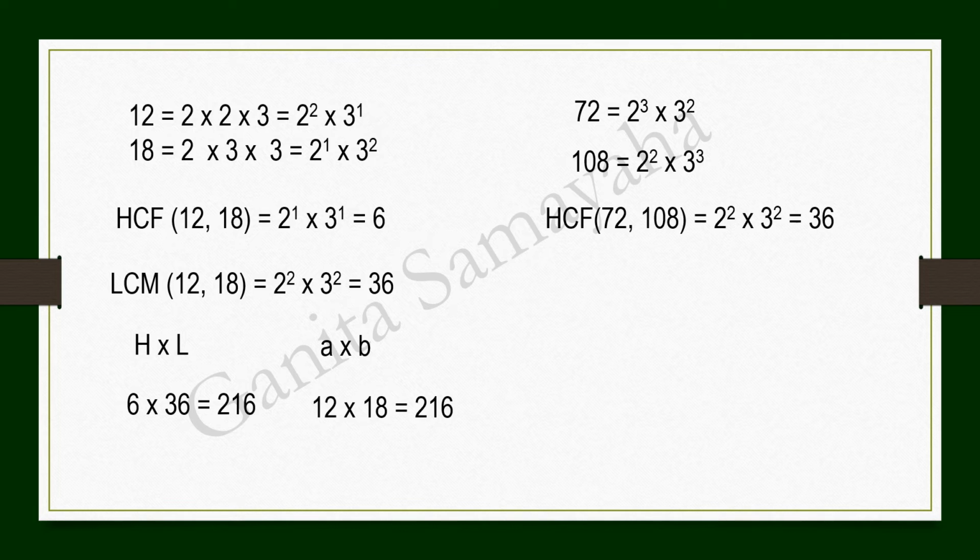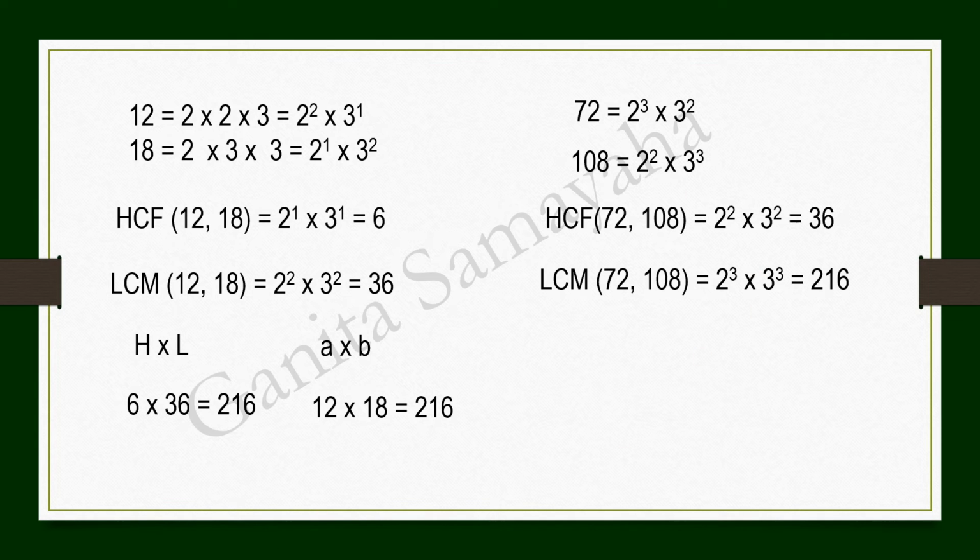So what is the HCF of 72 and 108? 36. LCM is 216. We have already done this. If you want to do it, take the lowest power, 2 to the power 2 into 3 to the power 2, 4 into 9, 36. Similarly, LCM is the highest power, 2 to the power 3 into 3 to the power 3. Okay, so we get 216.